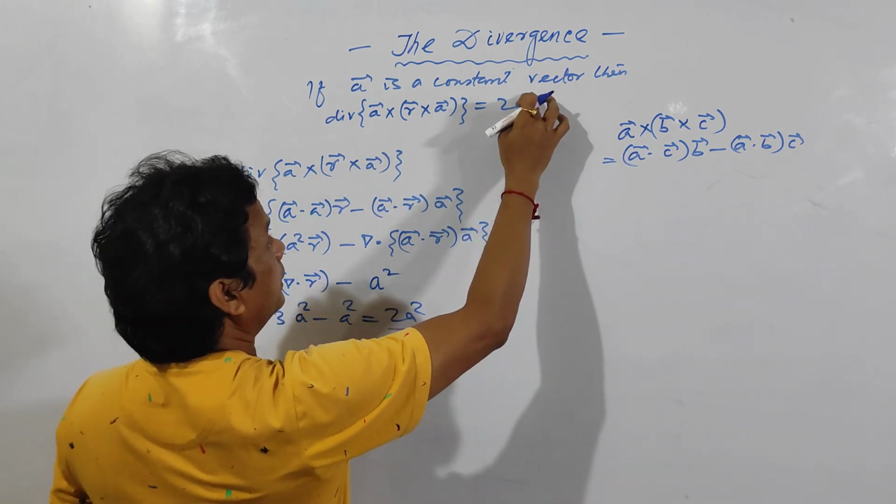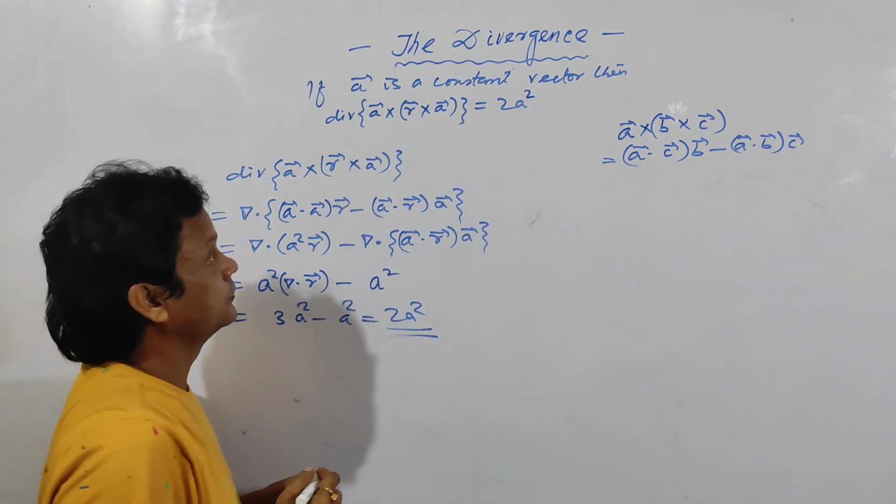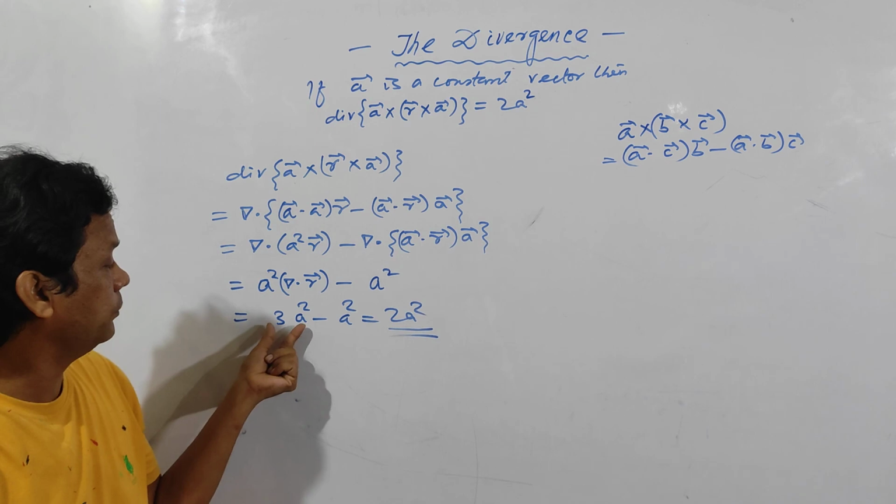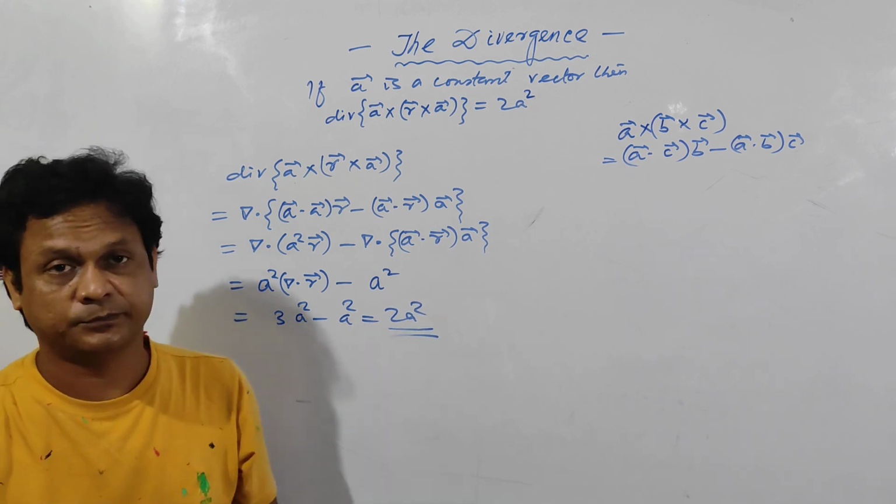It is not 2A vector, it is 2A square. Clear? So I have already proved 3A square minus A square is 2A square.